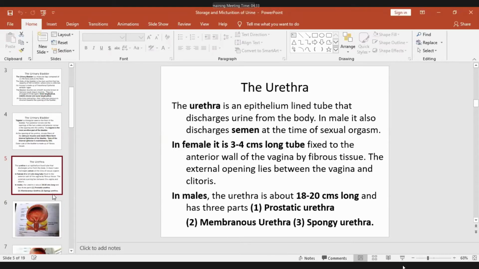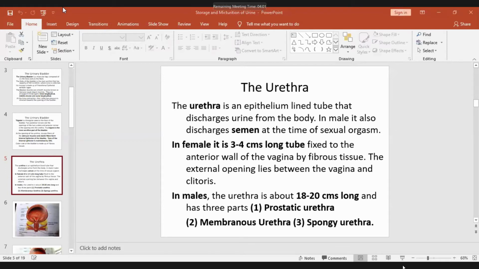So ladies and gentlemen, the next one is the urethra. It is an epithelial lined tube that discharges urine from the body. In the male, it also discharges semen at the time of ejaculation. So the urethra in the males has two functions: passing of urine and discharge of the semen. In case of the female, it is only for the purpose of evacuating urine.